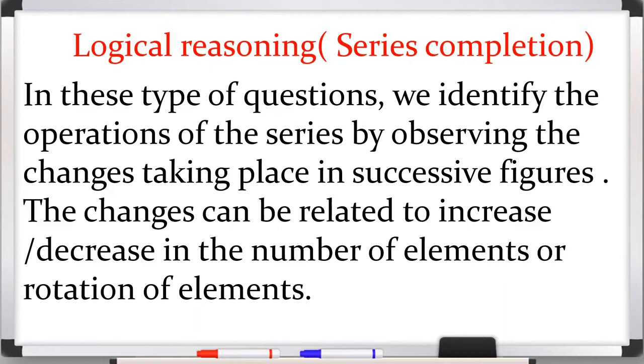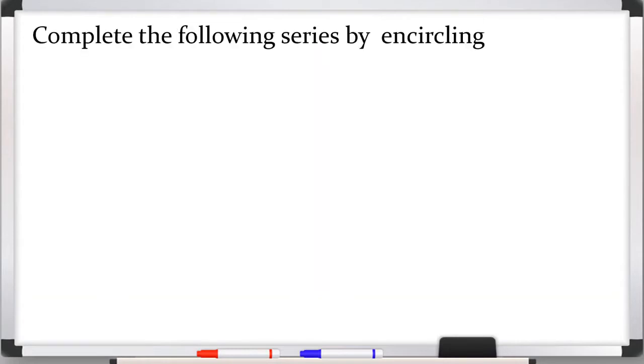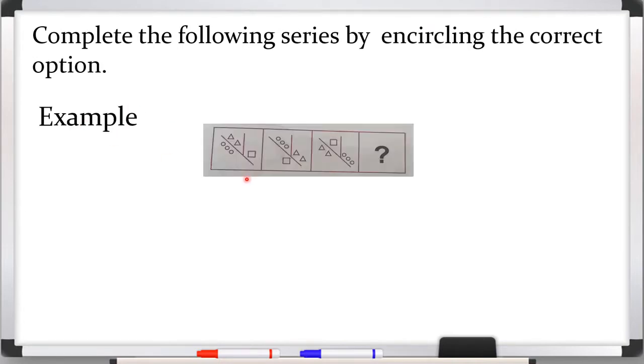Okay, so let's see how we can do these type of questions. Now beta, it is given: complete the following series by encircling the correct option. So here I am going to tell you one example of it. In this example, these figures are given. You can see this is the first figure, then second figure, then third figure, and we have to find out the fourth figure. So first of all, we need to observe these figures.